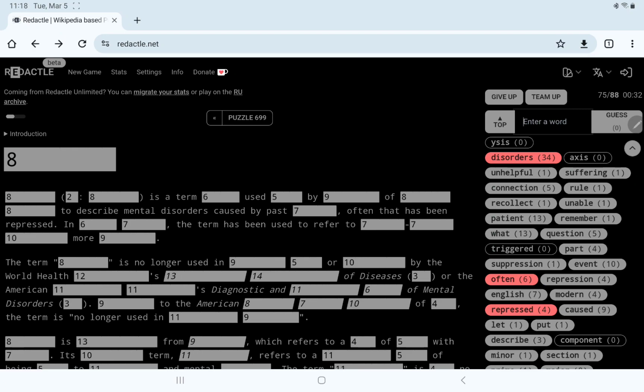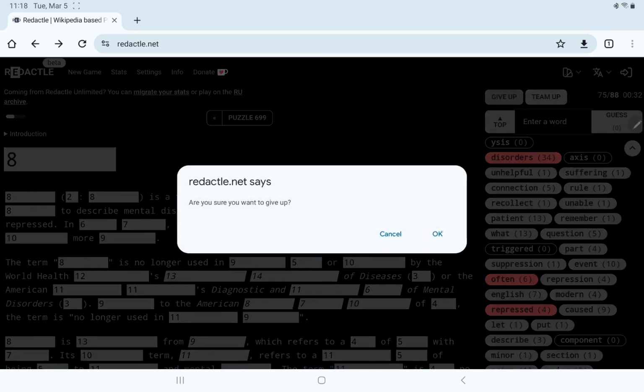No, I think I'm going to give up on this. I hate to do it, considering I'm going to be taking a break from Redactyl after tomorrow. But maybe that's a sign that it is time to take a break. So I'm going to give up. I'm sure I'll know it.